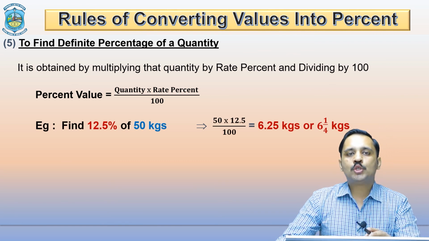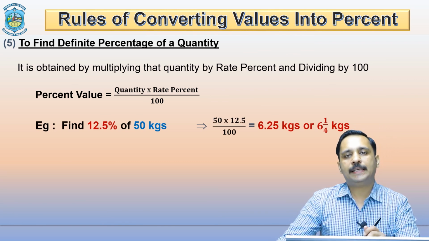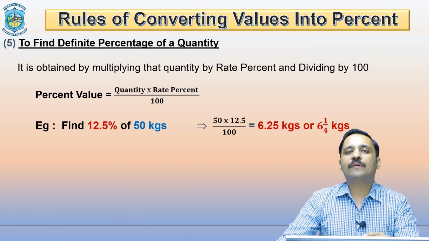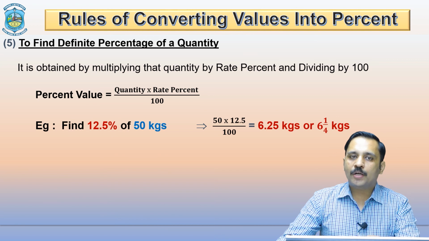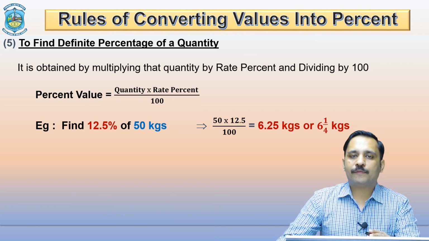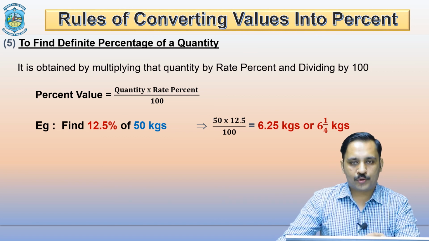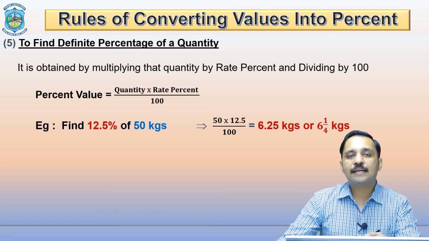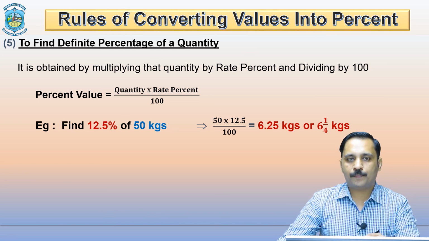We need to find 12.5% of 50 kgs. So here the quantity value is 50 and our rate percent is 12.5. Using the above formula, we have 50 into 12.5 divided by 100. On solving this, we get 6.25 kgs, or we can say that 6 1 upon 4 kgs.